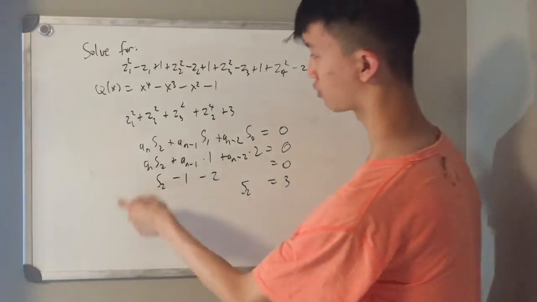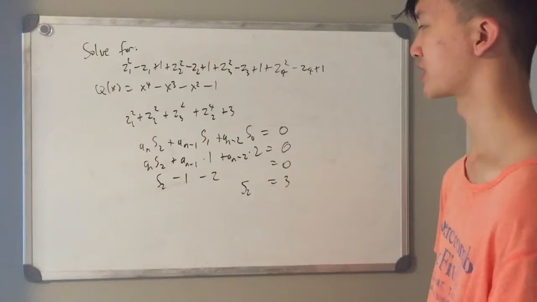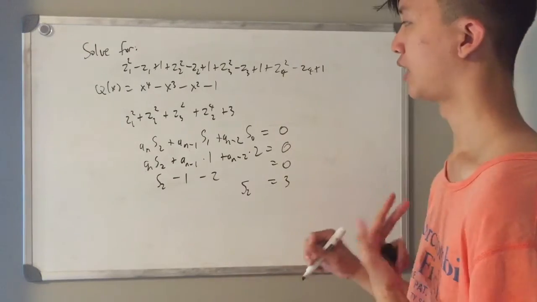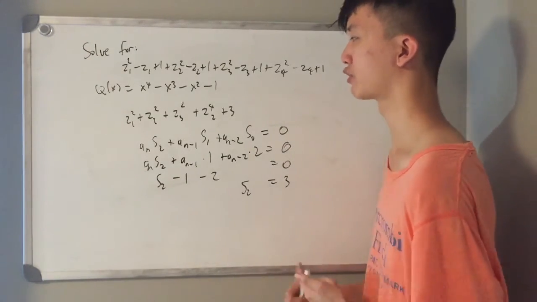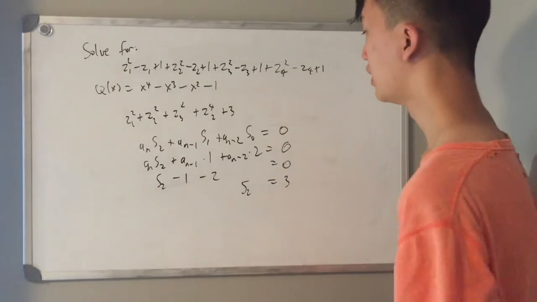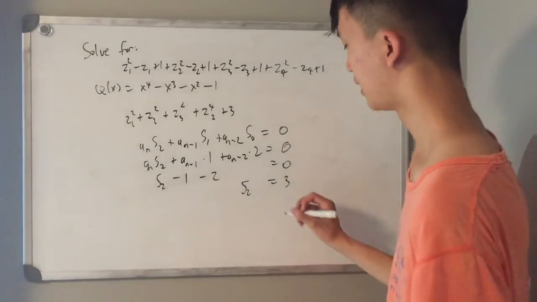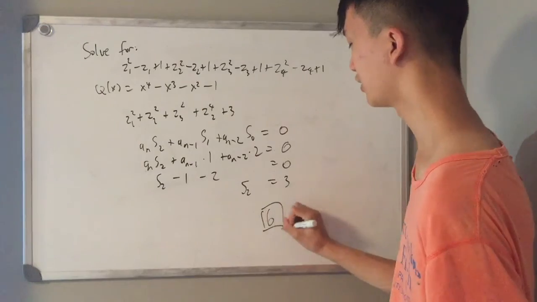And so z1 squared plus z2 squared plus z3 squared plus z4 squared is equal to 3. And so 3 plus 3 is equal to 6. And so 6 is our answer, and we are done.